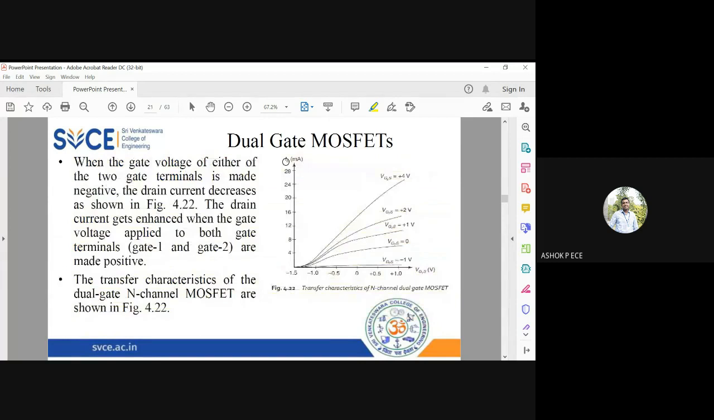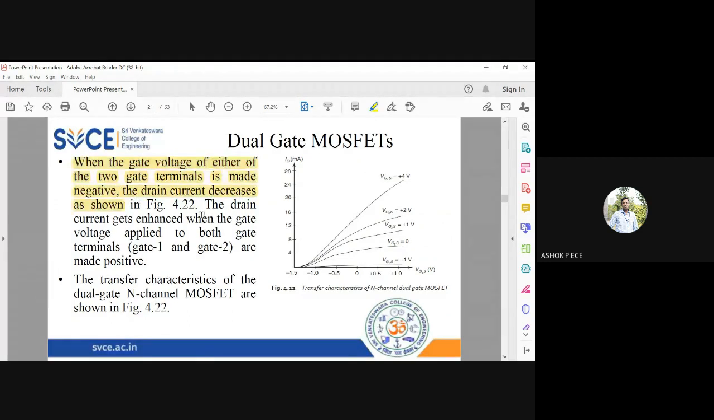So see here, I have the transfer characteristics. So when I'm going to vary VG1 and keep VG2 constant and see the drain current, I'm going to draw VG1 versus ID for different values of VG2. So as you increase the gate voltage, your drain current is going to increase. As you decrease it, you can see the drop in drain current. So when the gate voltage of either of the terminals is negative, the drain current decreases.